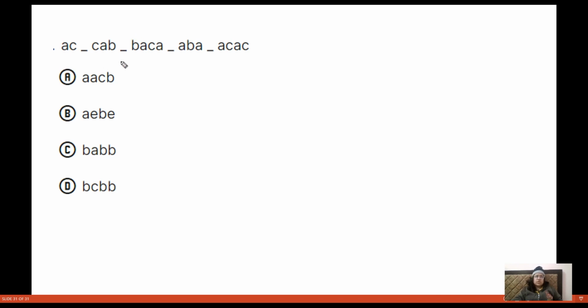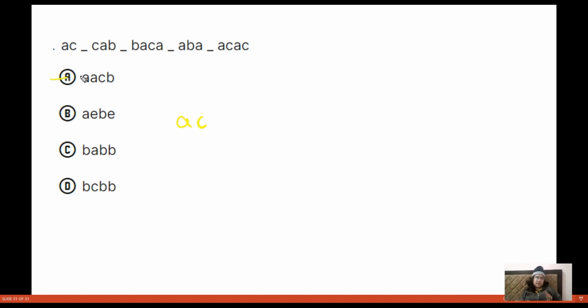See here, if you observe, what are you getting? You are getting AC, then AB, then BA, CA, AB, A. So between every word you are getting A. There is no word where you are not getting A. Are you understanding this? Between every word we are getting A.